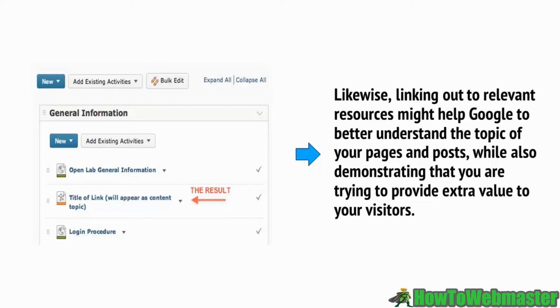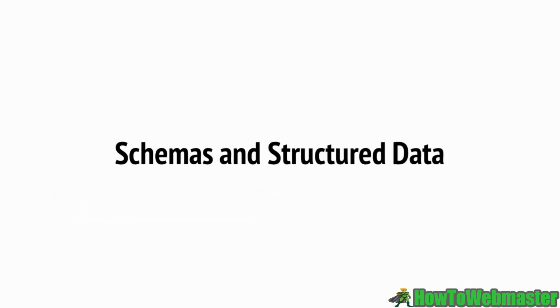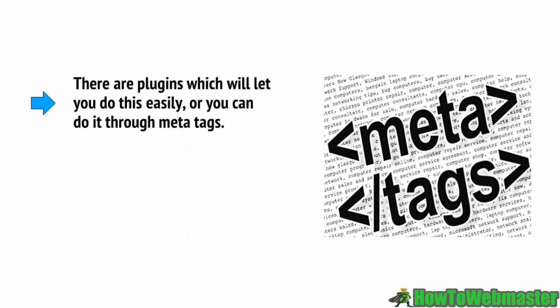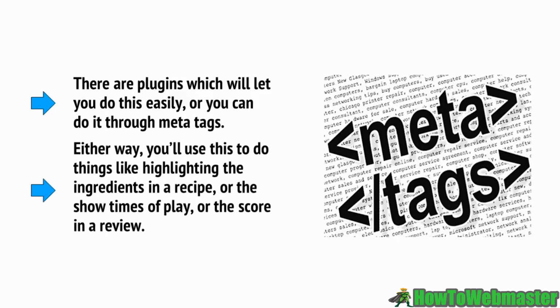On that same note, you should also look at rich snippets. Using structured data, you can highlight to Google certain key elements of your content, like recipes, dates, company names, scores, etc. This helps Google show some of that information in the SERPs, the search engine results pages, and thereby attracts more visitors to your site. There are plugins which will let you do this easily, or you can do it through meta tags. Either way, you'll use this to do things like highlighting the ingredients in a recipe, or the show times of a play, or the score in a review.